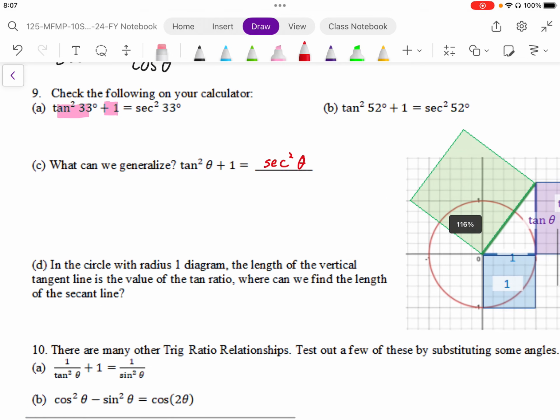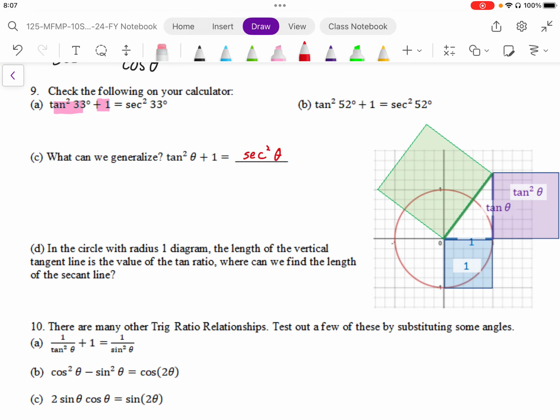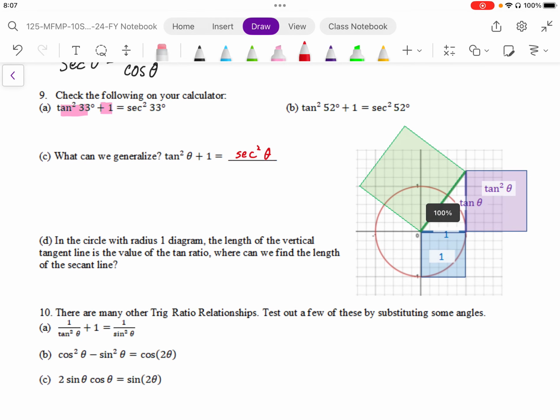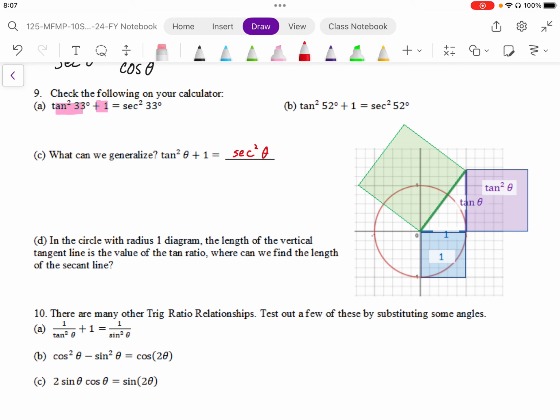Now, this is following a lot like Pythagoras. In fact, it is Pythagoras. So if we have tan squared plus 1, we can rewrite this as tan squared plus 1 squared. And we can see that it really does follow Pythagoras' theorem. So there must be some line tan, a line of length 1, and a line that is a secant line.